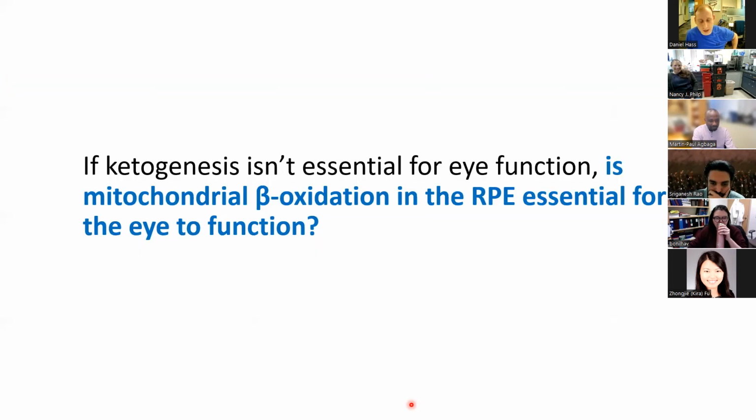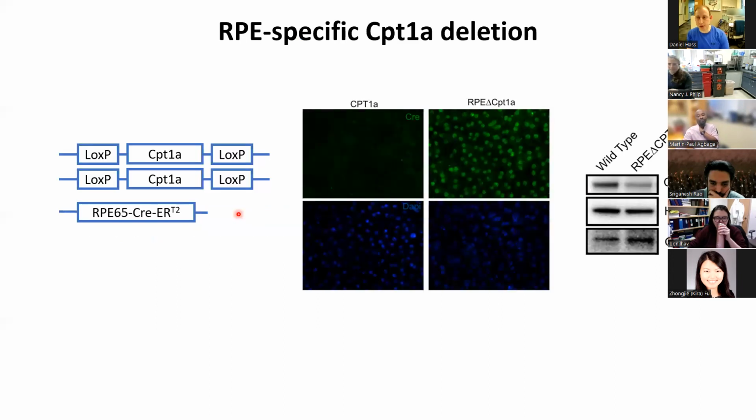Okay. So again, I don't think this is a conclusion yet, but we'll frame the question as if ketogenesis isn't essential for eye function, and we really need to go further to make sure that that is true. Is beta oxidation essential at all for eye function? Is mitochondrial beta oxidation specifically, so the oxidation of long chain fatty acids?